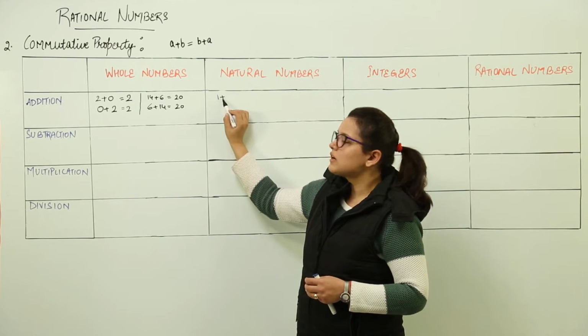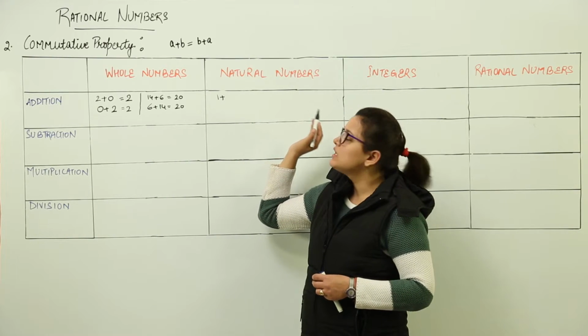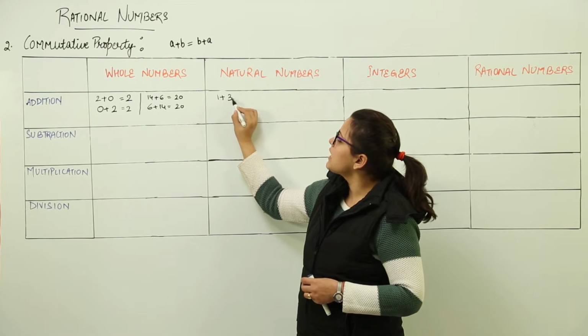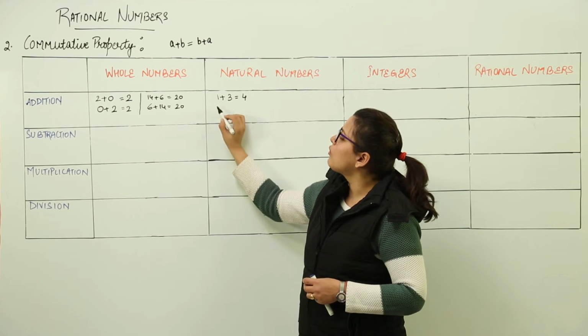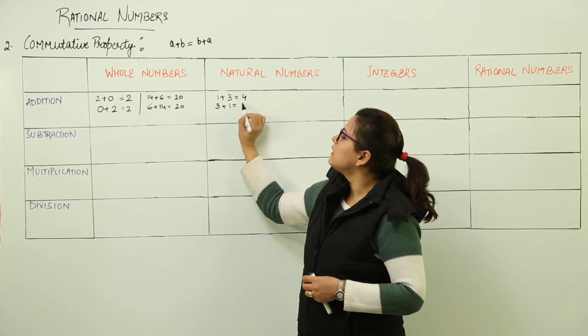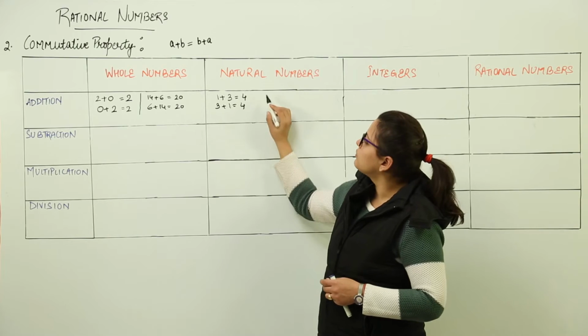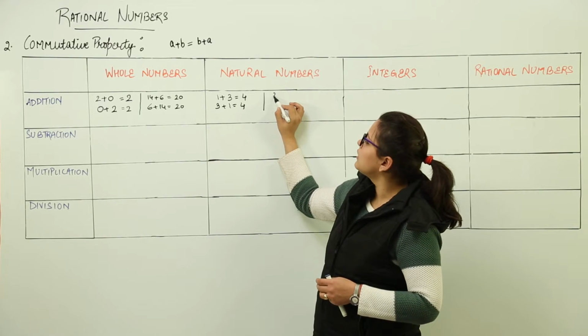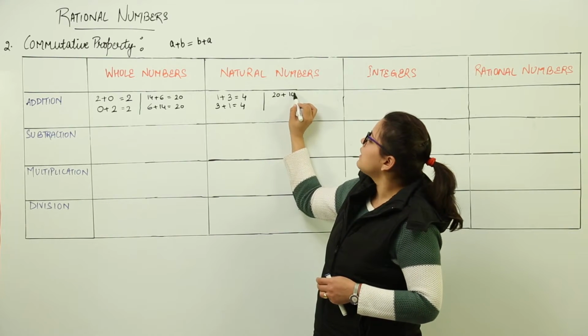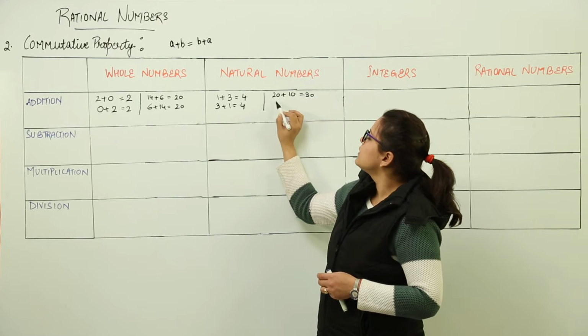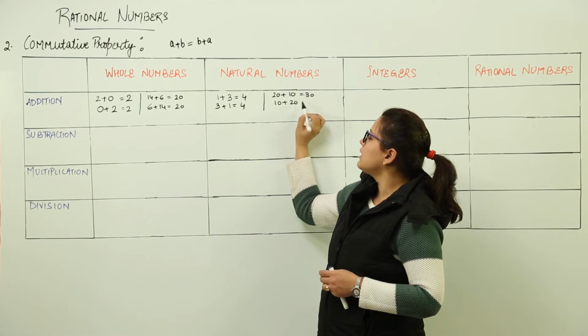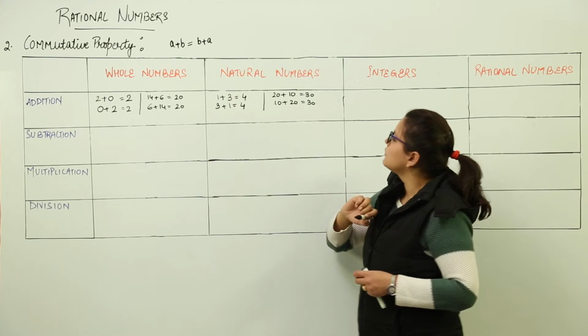Similarly, what will be the case for natural numbers? Natural numbers again start from 1 and they go up to infinity. So let us take any two natural numbers. I am taking 1 plus 3. That gives me 4. If I take 3 plus 1, that will again give me 4. Another example. 20 plus 10 gives me 30. If you do 10 plus 20, that will again give you 30.